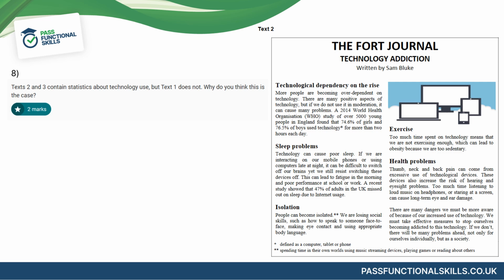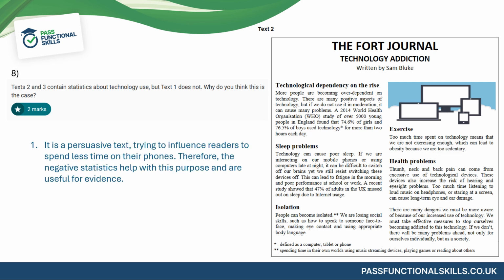So text 2 is a very academic piece, but it is primarily trying to persuade. So we know that because it's talking about technology addiction, and it's basically listing all of the negative impacts or reasons why we should spend less time on our phones. And then in the conclusion here, it says if we don't, there'll be many problems ahead, not only for ourselves individually, but as a society. So the author here is definitely trying to persuade us against spending too much time on our phones and warning us against technology addiction. So how do the statistics help there then?